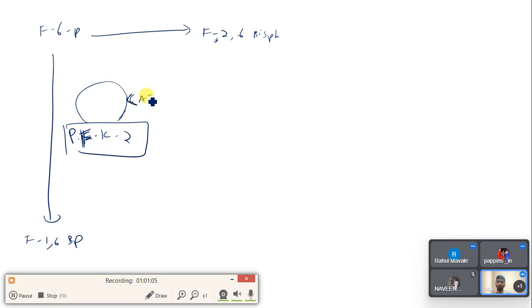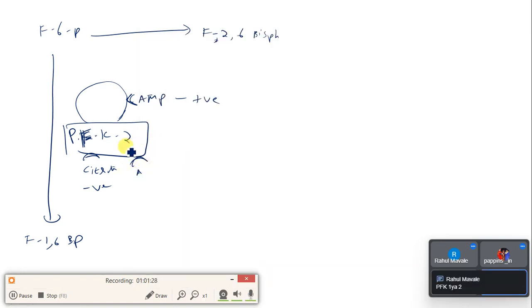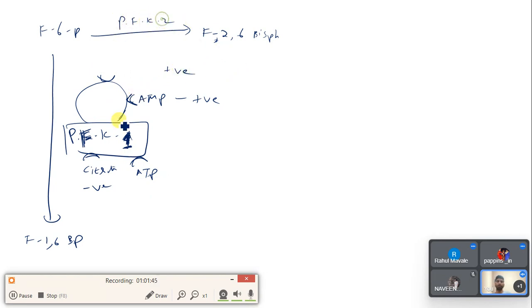Say ATP binds, AMP binds, positive. Here citrate binds, it's negative. And again, which thing was left? What was the third thing? Sorry, yeah, it's PFK1. So, what is the third thing here? It's ATP. Now we are talking about the fourth positive regulator, like the second positive regulator. So, this is converted by PFK2.